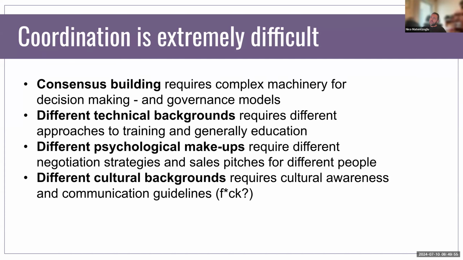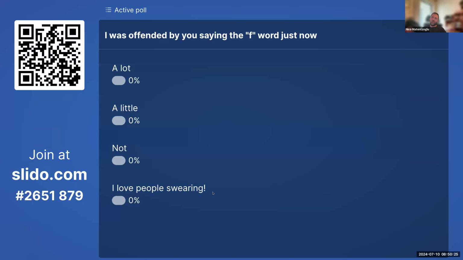So we have different people, we have different psychological makeups, some people that are more happy to have a radical candor in their discussions about disagreements, others that are more introverted and need more caution. And we have different cultural backgrounds. So for example, some people may be very offended if someone says the F word in a GitHub issue very clearly and loudly. So now that I said the F word, I just want to quickly get a poll.